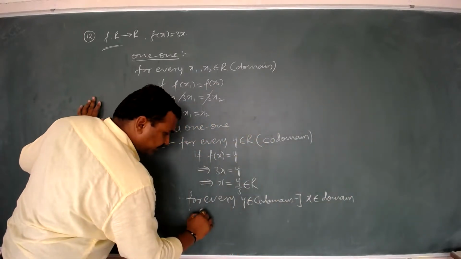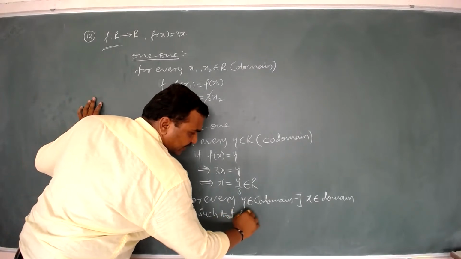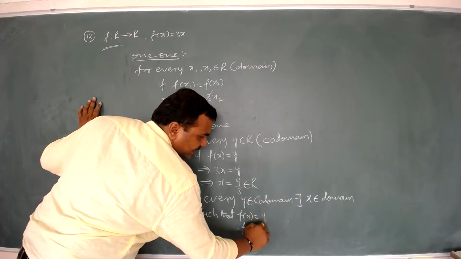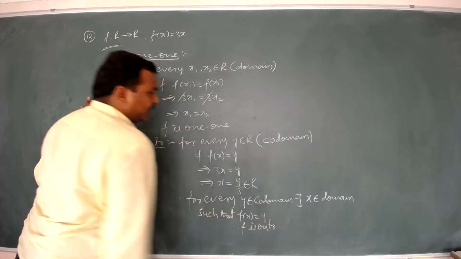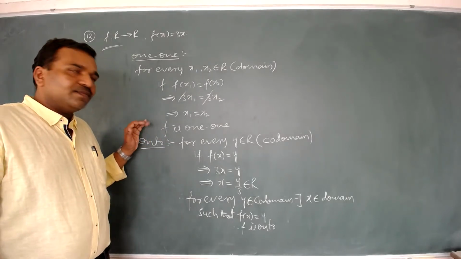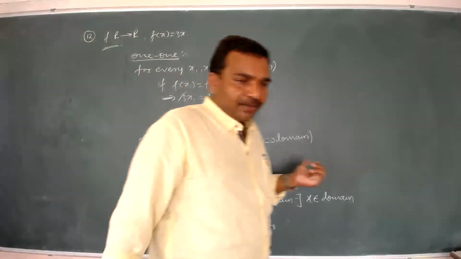such that f of x equal to y. Therefore, f is onto. f is 1-1, f is onto. So f is both 1-1 and onto. Therefore, it is a bijective function. Okay?